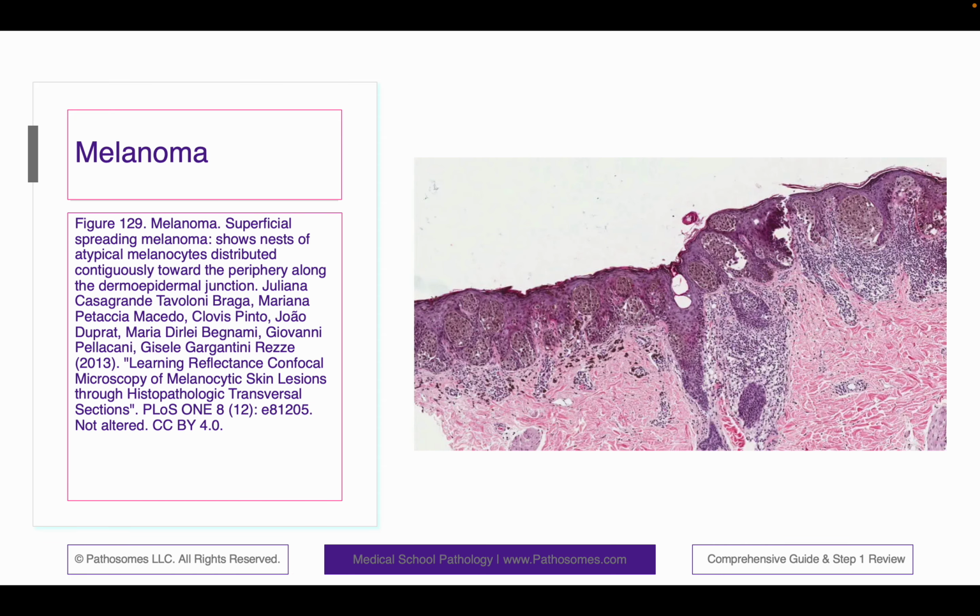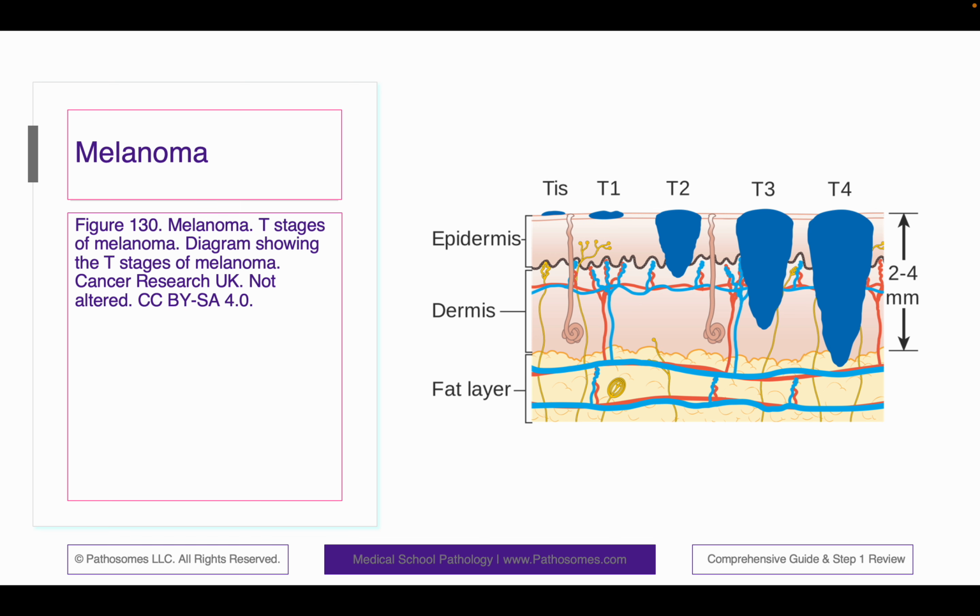Now this is histology. You can see in that superficial layer there. Now this is super obvious, super easy. Everyone should be able to see the nests of melanocytes. Note the pigment that is at the superficial layer, right? Classic melanoma histology right here. And this is a cartoon indicating the various stages of melanoma. TIS, T1, T2, T3, T4, all indicated by depth.